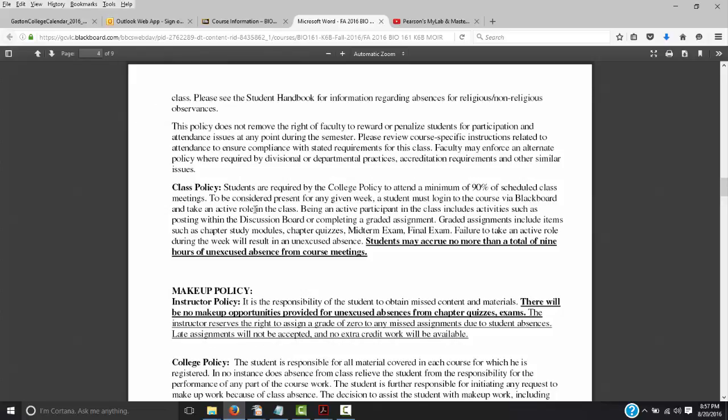Okay, and for the class policy, I mirror what the college says. And plus, in a course like this, if you aren't participating on a weekly basis, you aren't going to do well anyway. If you keep missing modules and quizzes week after week, then I will remove you from the course. I don't like doing that, but I will if I need to.